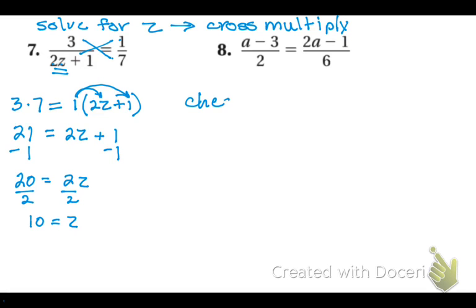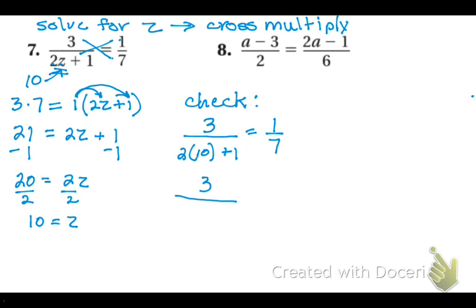Now we can check to make sure that we're right, and on a quiz or a test, you probably want to do this. All we do is plug the 10 into the z. So I have 3 over 2 times 10 plus 1 equals 1 over 7. 2 times 10 is 20 plus 1 is 21 equals 1/7. Pretty clearly these are equal because if I multiply 3 times 7, I will get 21. So the answer is 10 equals z, and I've checked it and I know it's correct.